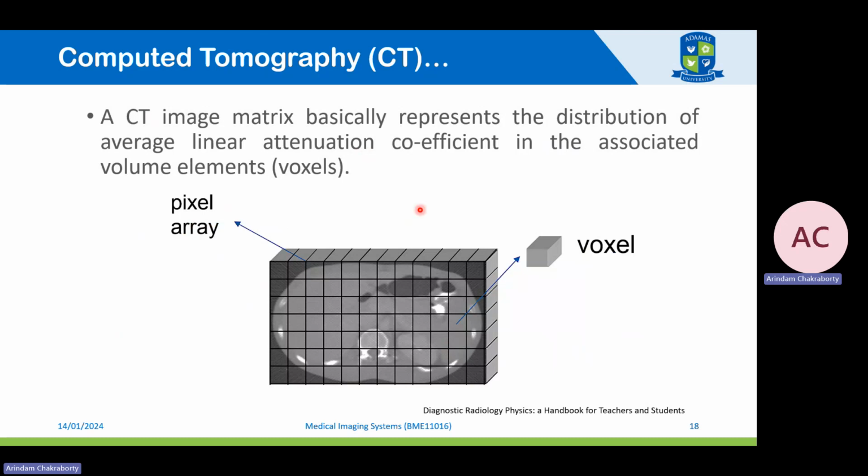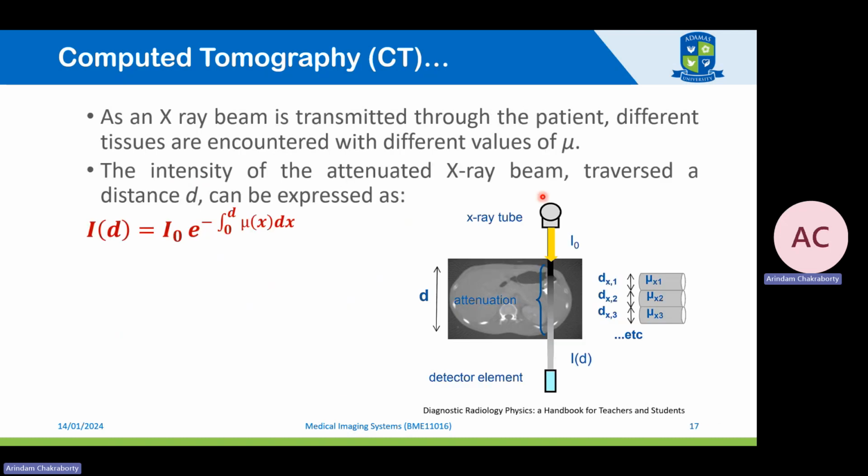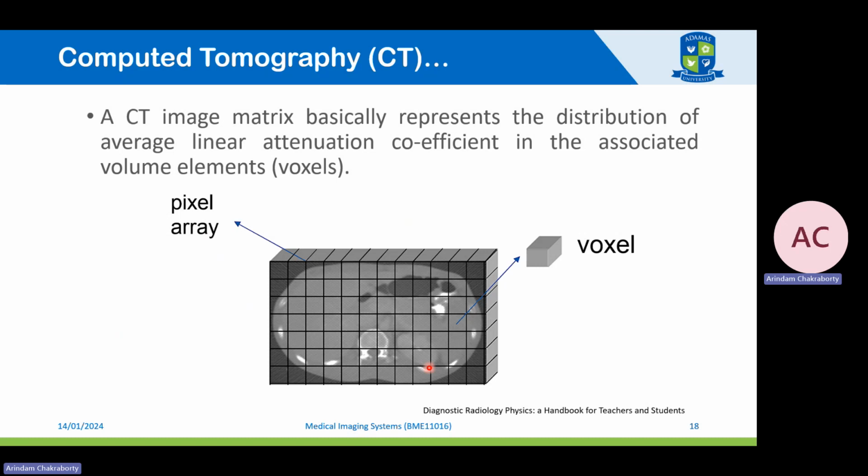And like I said in previous slides, the CT image matrix basically represents the distribution of the average of the linear attenuation coefficients, in terms of CT numbers or Hounsfield units, that are associated with the voxels. So this grid basically represents all the mu values across this structure, like the one calculated here. All the mu values are placed at all these voxels that are imaged. This pixel array is calculated using the computer, and that can be used for the visual representation of the densities.